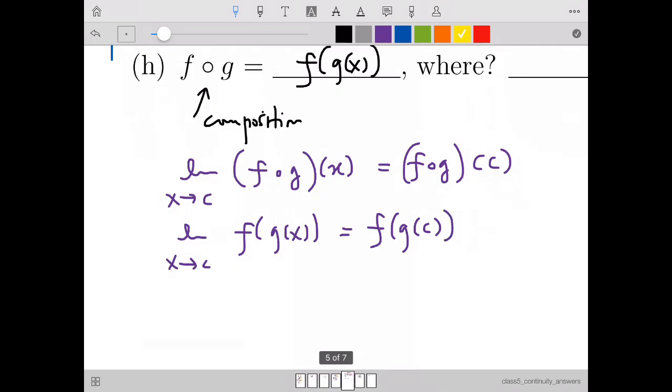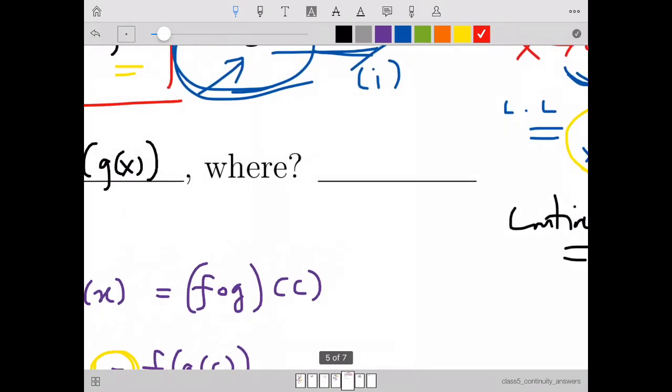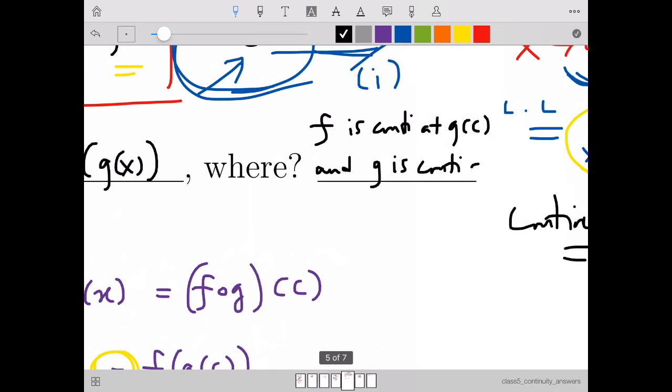So to have this equation true, f should be continuous at g of c and g should be continuous at c. So where is it continuous? Where f is continuous at g of c and g is continuous at c. Then the composition is continuous.